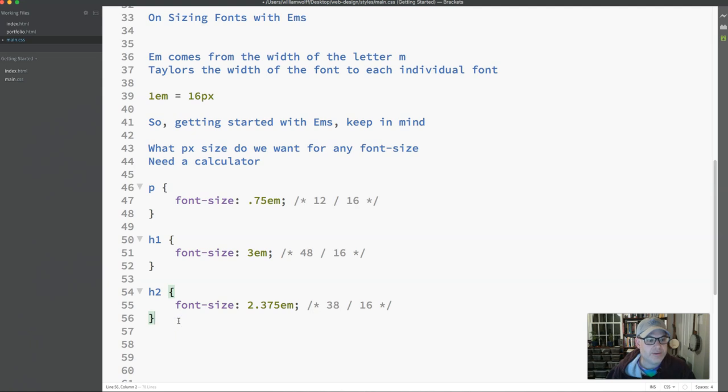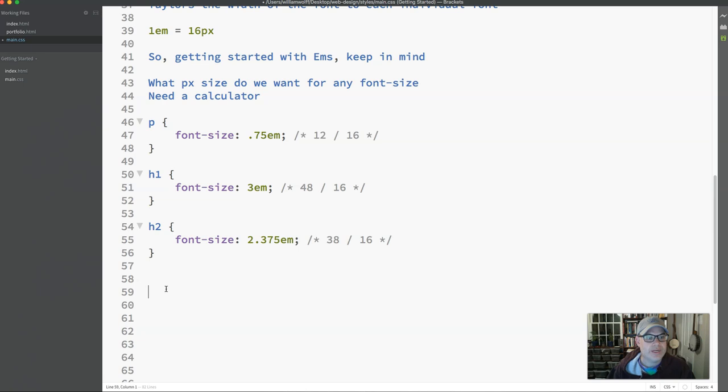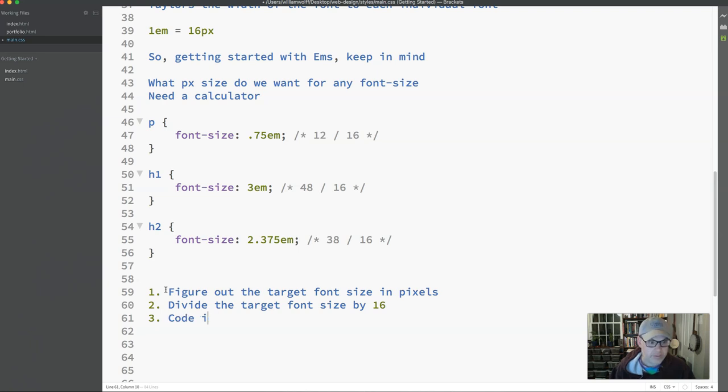So, to summarize, when using EMs, we need to first figure out our target font size in pixels: 12, 48, 38. That's what we're used to doing. Second, divide the target font size by 16, because that is the default font size. Third, code in the EM size. And fourth, code in the math.